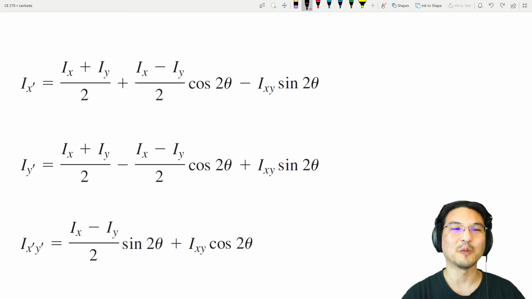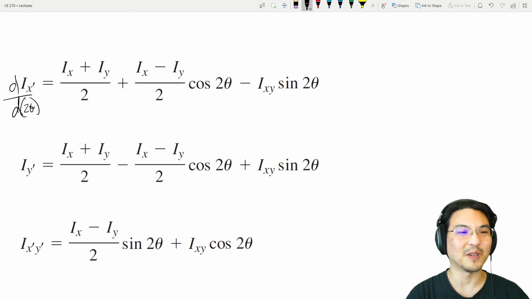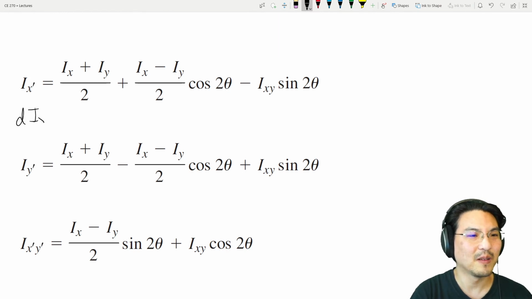How do you find when a function reaches a max or a min? You take the derivative. So this is a function of 2 theta, so I'm just going to take the derivative with respect to 2 theta. Take the derivative and set it equal to 0. Right? That's how you find max or min. So let me just do that for one of these.